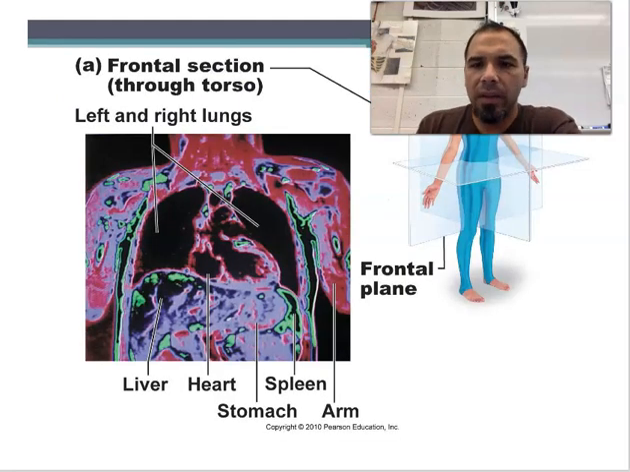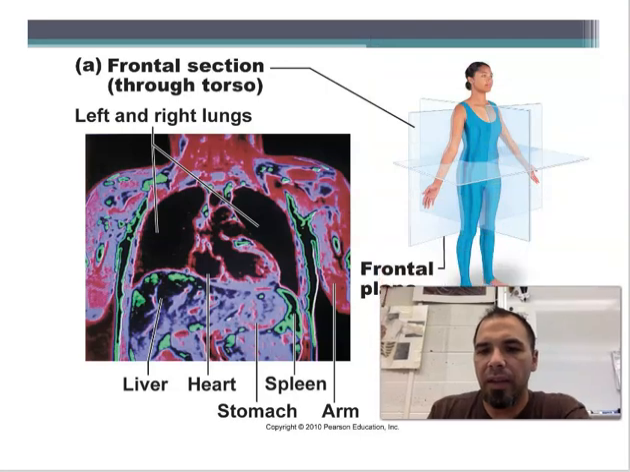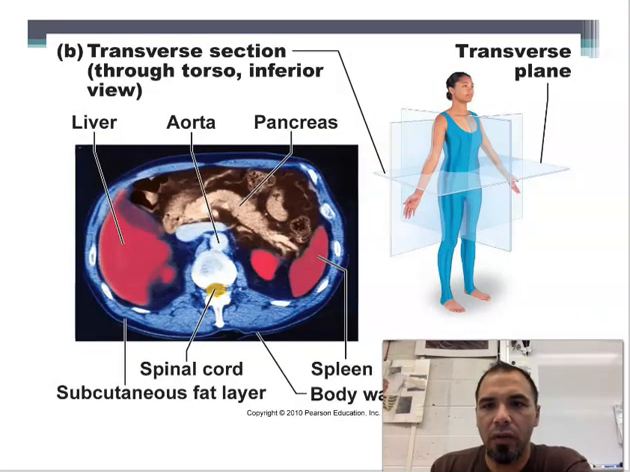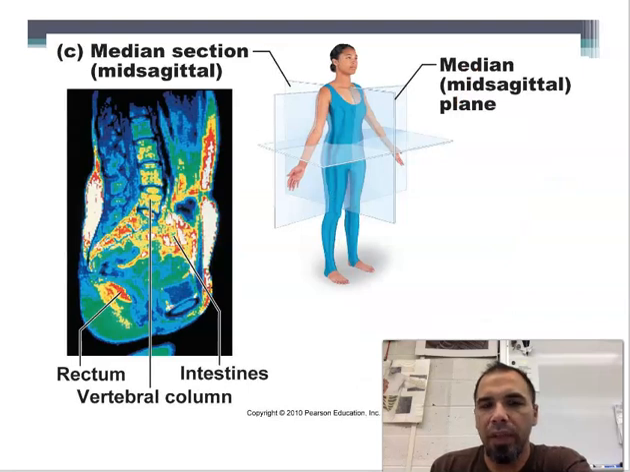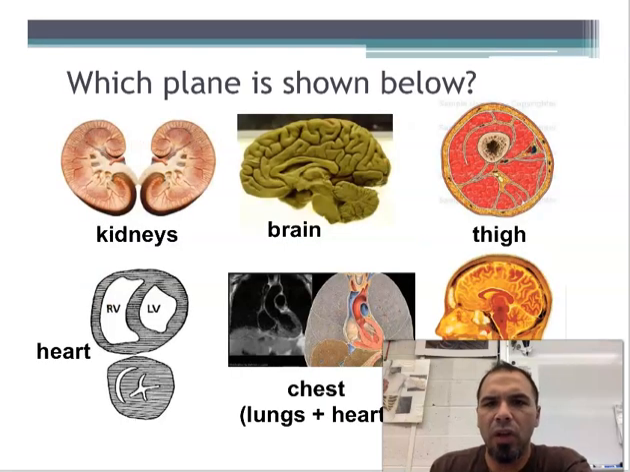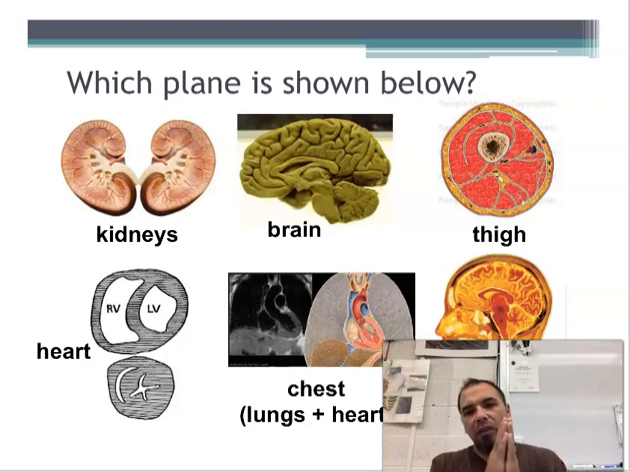Here are just some examples of these planes. If I have to modify the PowerPoint, I will. Transverse and median sagittal. There are some other images you can pause this and look at, and there are plenty of videos on there. Which plane is shown below? If we take those kidneys and we're cutting them into a left and right, there'd be a sagittal cut. That brain, we're cutting it in half, right?